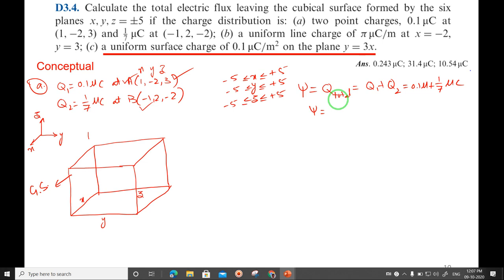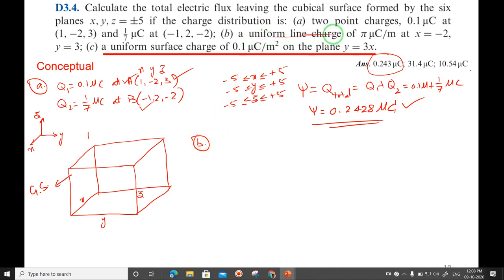So 0.1 plus 1 divided by 7 gives 0.2428 microcoulombs. You can observe that they have given 0.243, and 0.2428 is correct. Next, coming to part B.